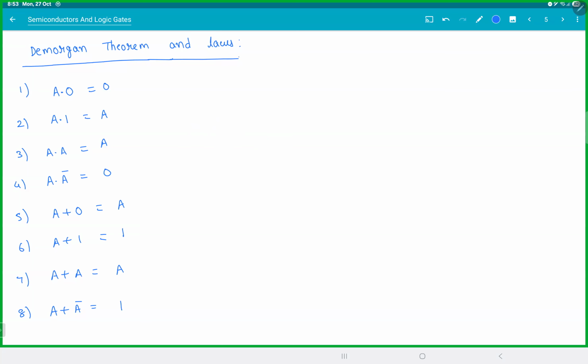Sure with this? Again, don't try to remember them. Understand the meaning of it. The plus meaning OR gate. A plus A bar means one switch is closed, the other is open. So it will be always on.